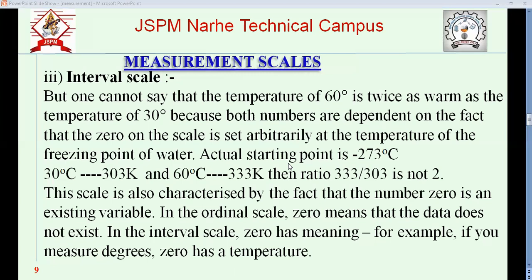Absolute zero of temperature is what? K is equal to 0 Kelvin. So I have just converted that temperature in degrees Celsius to Kelvin. 30 degrees, we add 273, it becomes 303. For 60 degrees, we add 273, it becomes 333. If I take the Kelvin temperatures, 333 divided by 303, it is not 2. It is very less. It is not double the temperature. It is only slightly higher.